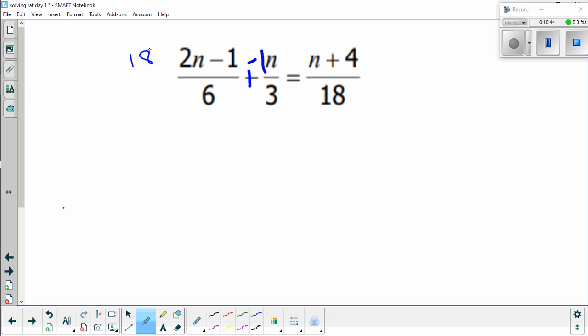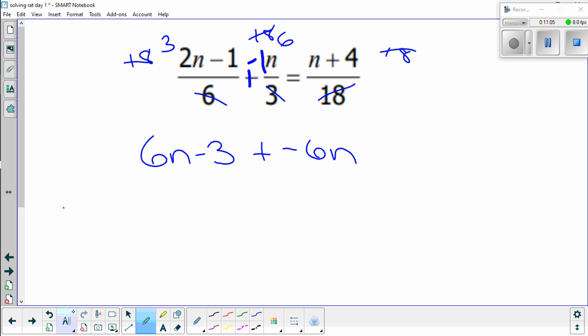I'll start working. And I haven't actually done this problem yet. I think I skipped it in the other class. So let me see if I can do it really quick. I'm going to get a 3 there. I'm going to get a 6 there. I'm going to get a 1 there. So here's what I'm going to get. I'm going to get a 6n minus 3 plus negative 6n.